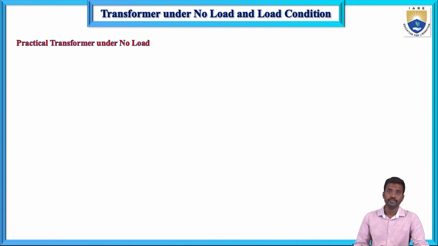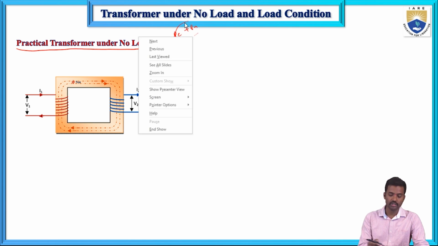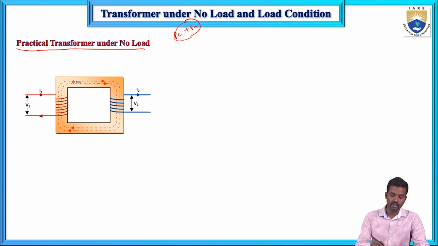Next, the practical transformer. In the practical transformer there are iron losses and copper losses. Iron losses means eddy current losses plus hysteresis losses. That means core losses or iron losses, which are caused when alternating current flows in the magnetic core.